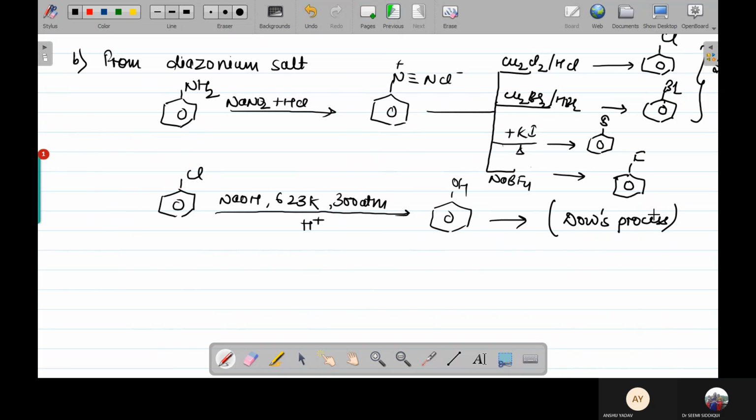If you want to substitute it with CN, then you require CuCN and DMF. Your temperature condition will be 473 Kelvin and your product will be benzonitrile. If you react it with NH3, the product will be aniline.